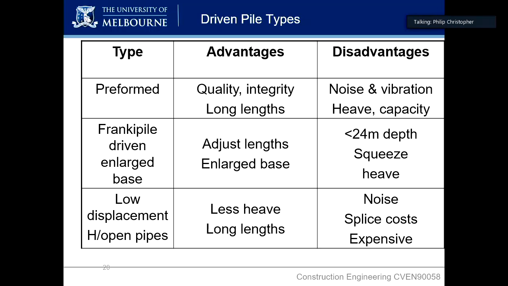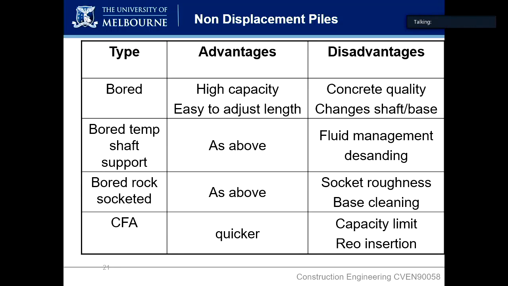Enlarged base piles are very uncommon now, so I don't think we need to even talk about them to a large degree. And H open low displacement piles are also uncommon because they're too expensive. Non-displacement piles, so piles where you dig out the material. Bored piles, high capacity but more expensive. CFA, quicker, not quite as strong, can be hard to install our reinforcement cage really deep.